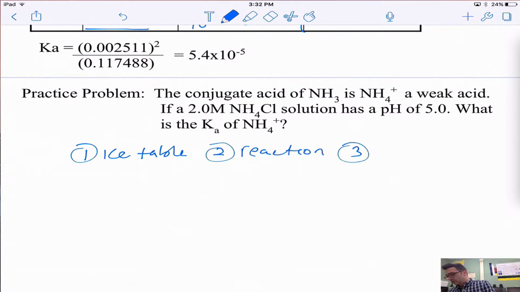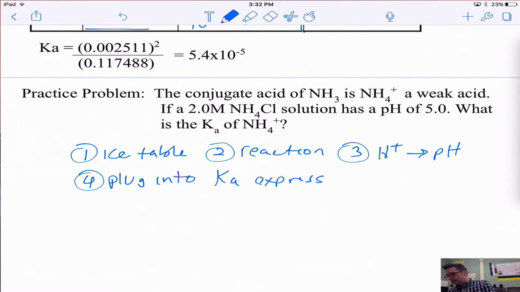3, we're going to plug in our values. We're going to find the H plus from the pH, and then we're going to plug those values in to the Ka expression. I would say by far the thing that people find the most difficult is writing out the reaction. That to them I think is where they get bogged down.